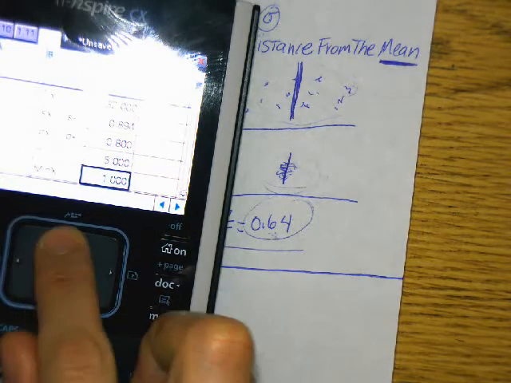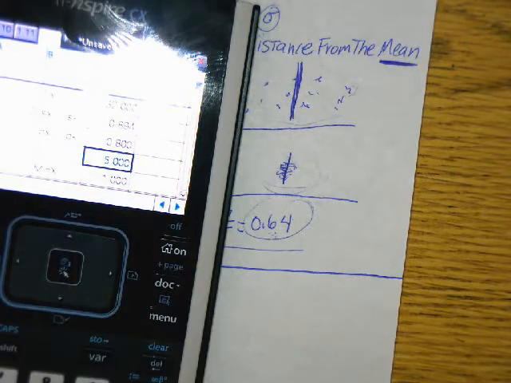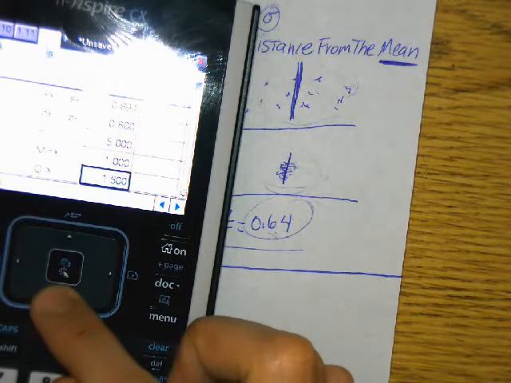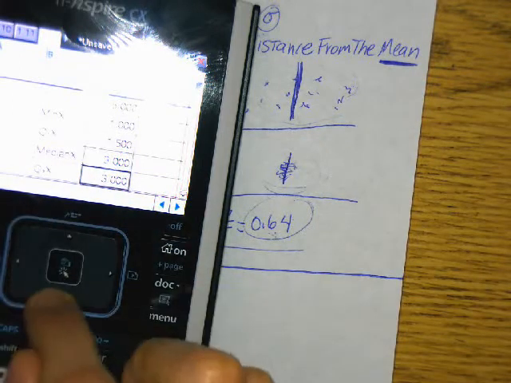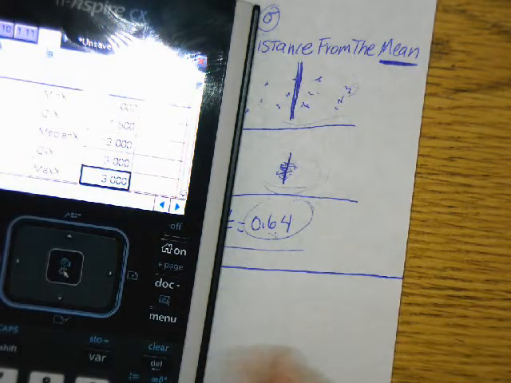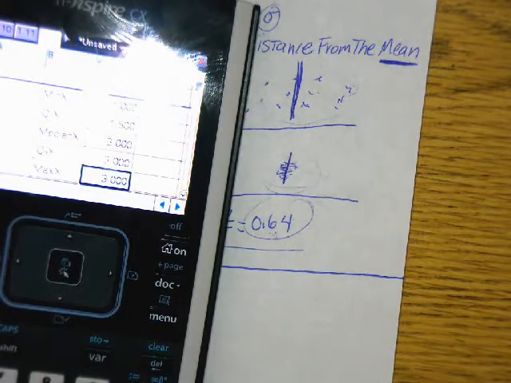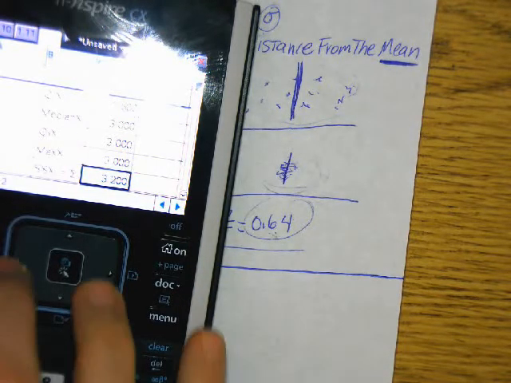Let's keep scrolling down. N is 5. What did N tell us again? Number of numbers, yes. We have a min X. We're going to talk about the Q1 and the Q2. There's a median. There's your max X. So there's tons of information in here that we're going to use.